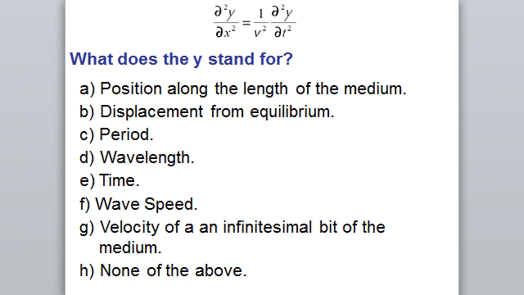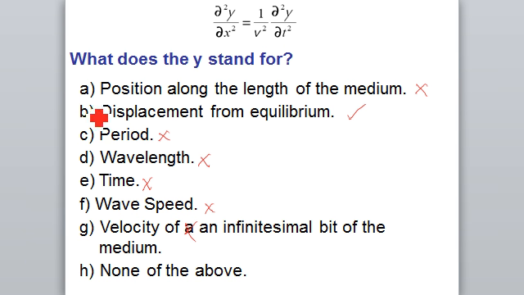What does the y stand for? This is a wave equation. The y represents displacement from equilibrium. So let's see if they got something like that. Nope, that's no good. Displacement from equilibrium is good. Period is nonsense. Wavelength, nonsense. Time, that's t. Wave speed, no. Velocity of n, it's got a typo in it. Velocity of an infinitesimal bit of the medium, no. And H, none of the above.